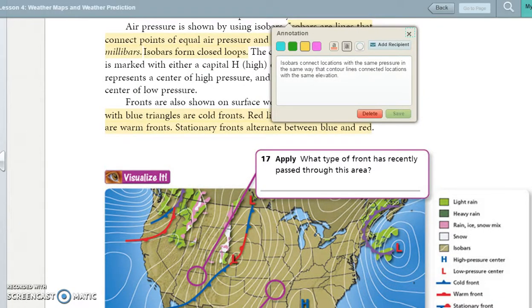Okay, so there are a couple of notes that I want you to make. Of course, I typed it in because I'm using the online student edition to do this screencast. But anyway, you can write this out to the side over here. Okay. Isobars connect locations with the same pressure in the same way that contour lines connect locations with the same elevation. Okay, so add that over here out to the side.